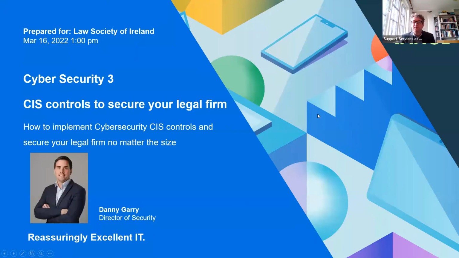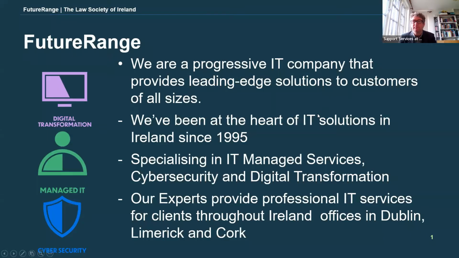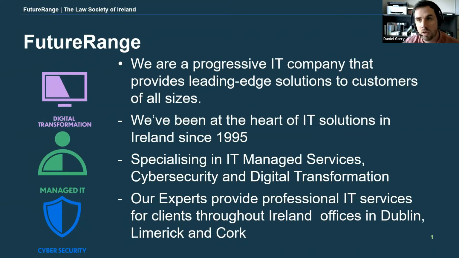I suppose I'm here today just to discuss the CIS controls and what's involved in them. CIS is the Center for Internet Security, a body we've become a part of over in the States. It was a group of cyber experts who came together and created this framework, and based on it there are 18 controls. It's a really good place for companies to start if they don't know where to start.